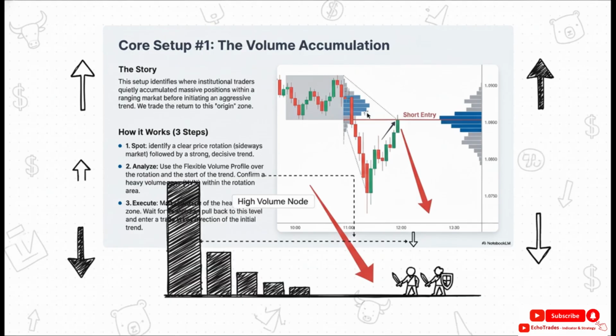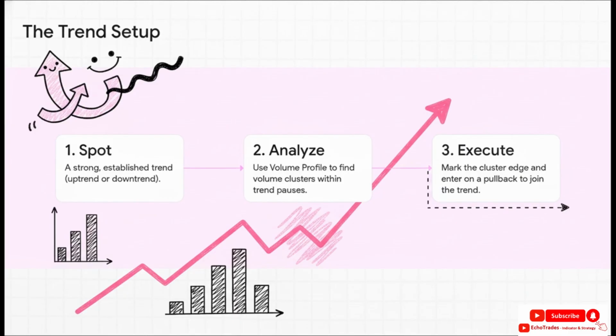A giant high volume node. So we wait, and when the price pulls back right to the edge of that zone, what happens? The sellers who started this whole move step back in to defend their turf, and that gives us a picture-perfect short entry.